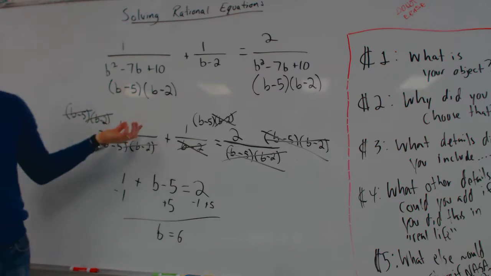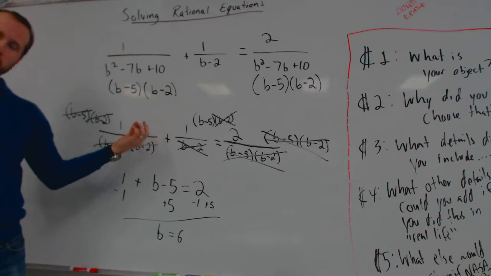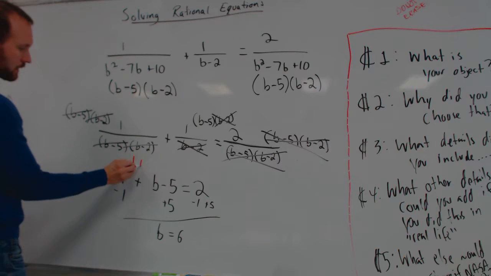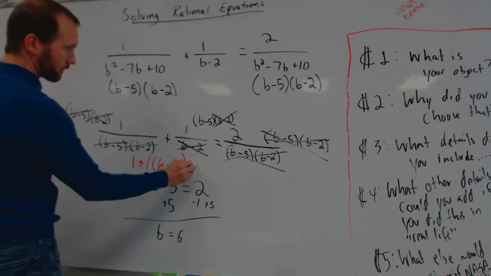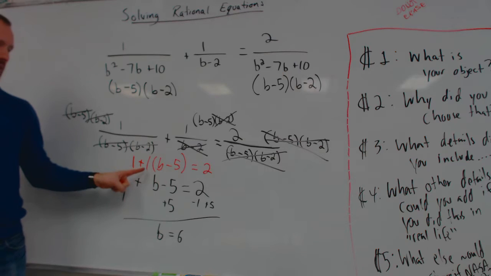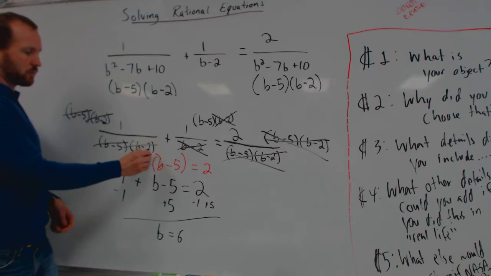Okay, so order of operations, right? We have to multiply the 1 before we can add the ones. I totally could have written it that way: 1 plus 1 times b minus 5 equals 2. And then we just see that 1 plus 1 has to wait for this distributive property.